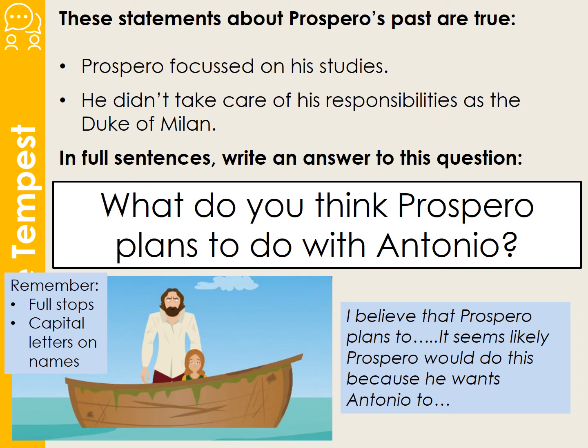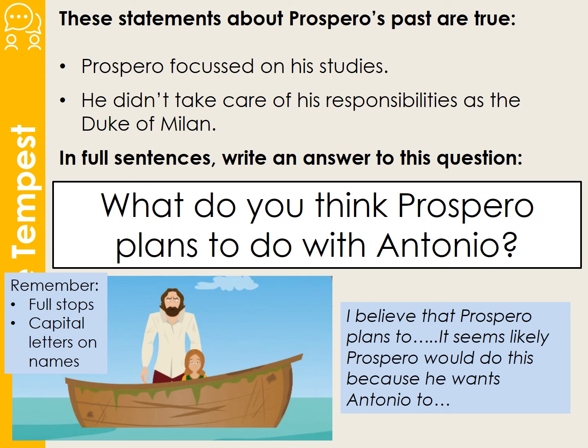So in 4 sentences, I would like you to write an answer to this question. Now again, this is not a full paragraph, it's only a quick response really, a couple of sentences, 3 sentences at most, although your teacher might ask you to write more. If they do, then obviously that's fine. But the question is this. What do you think Prospero plans to do with Antonio?